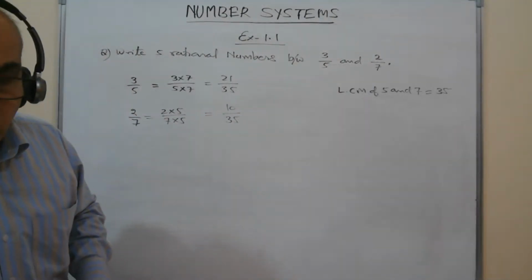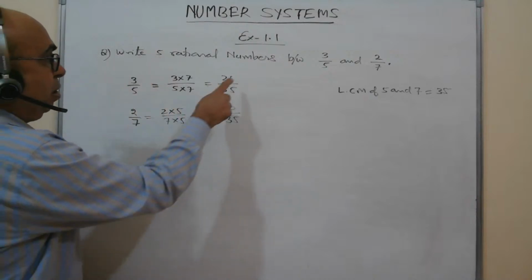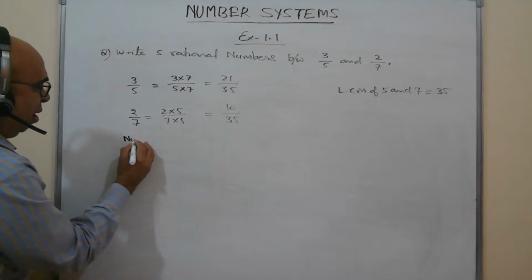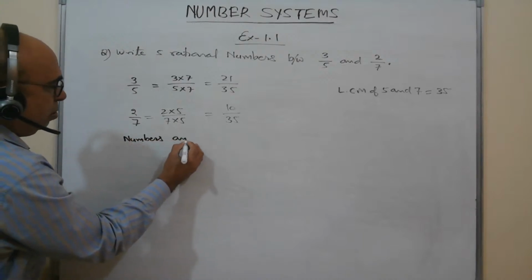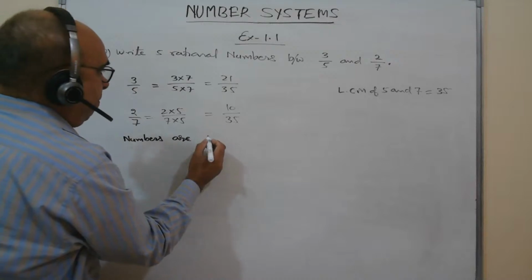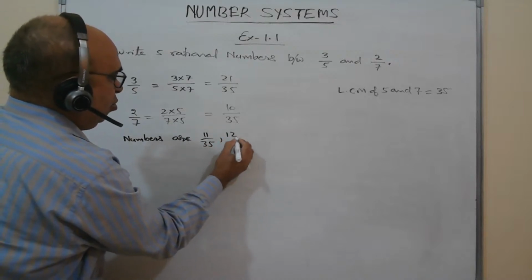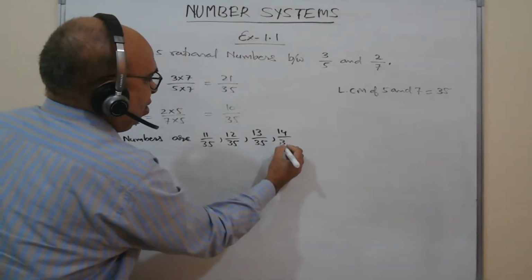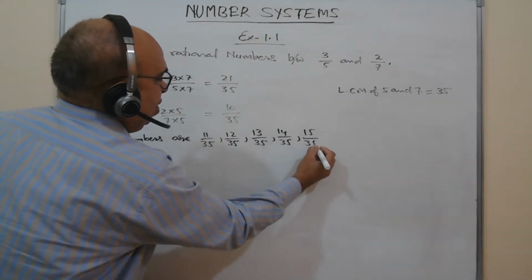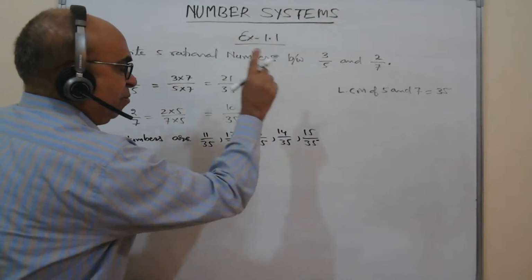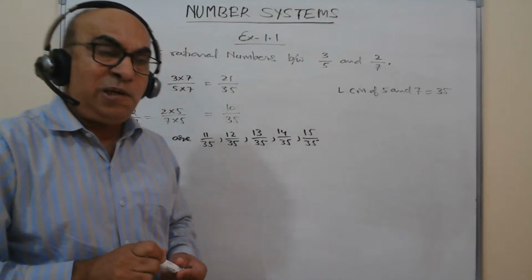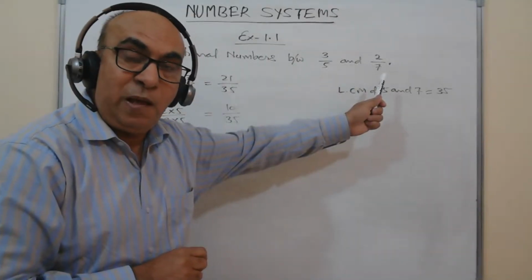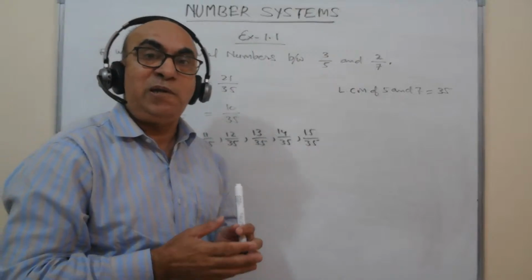And now check it. Are you getting numbers or not? How many numbers are required? 5. It is 10, it is 21. So 11 by 35 we are going to get. So the numbers are 11 by 35, 12 by 35, 13 by 35, 14 by 35, 15 by 35. 1, 2, 3, 4, 5. So this is a way to find rational numbers between two given rational numbers with different denominators. And in the textbook, in every question the denominators are the same.